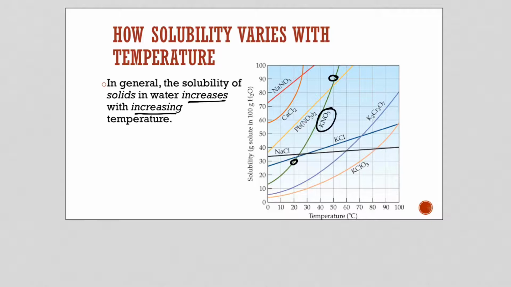rapid increase. But for something like sodium chloride, at that same 20 degrees, the solubility is pretty close, maybe a little bit above 30 grams. But if we go to 50 degrees, that solubility has only gone up to about 37. So it's just gone up by a few grams. And even up to 100 degrees, that solubility is only up to about 40 grams per 100. So while generally speaking, we can say that the solubility goes up with temperature, it doesn't always go up by the same amounts. The trend is a little bit different.